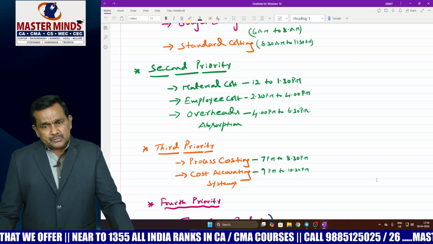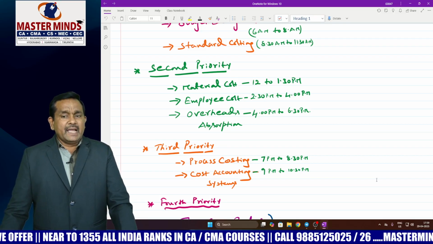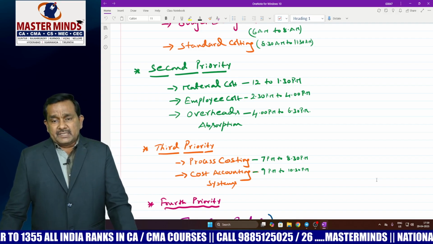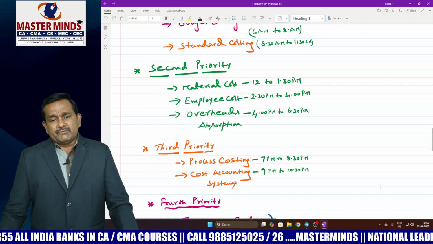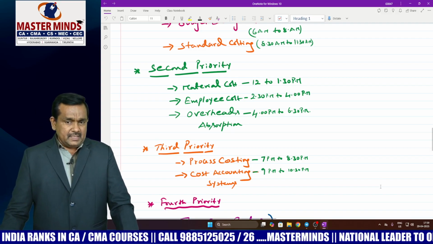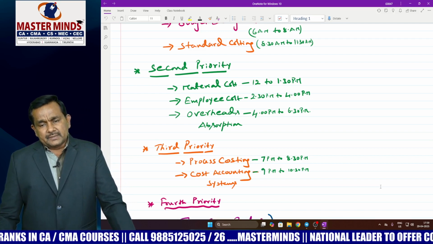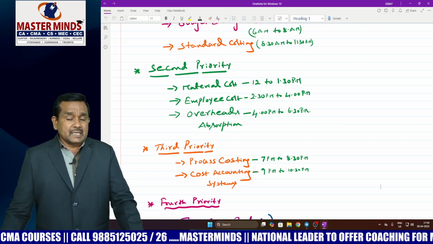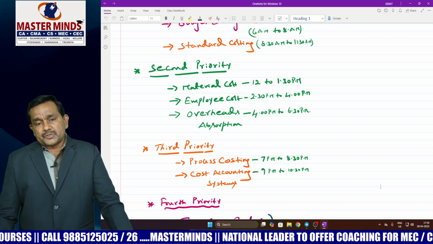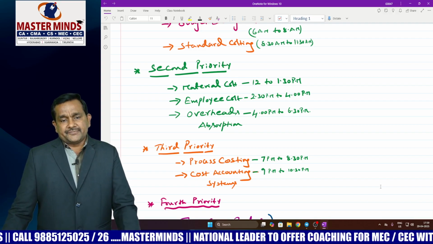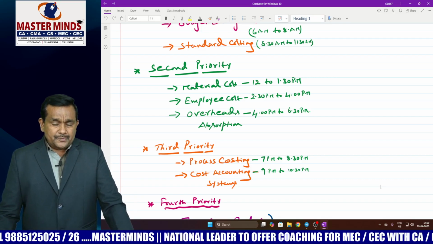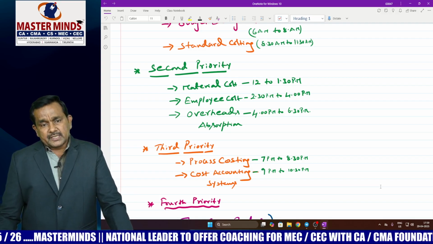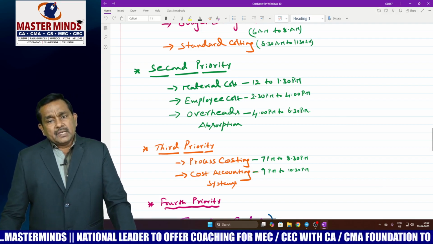One is the direct method model, second one is the step ladder method model, next one is the reciprocal method. Under the reciprocal method, three approaches, sir. One is the trial and error approach, next the simultaneous equation approach, third one is the repeated distribution approach. So these are the core areas for this chapter. And also a very important topic is machine hour rate. So these three chapters are also important, sir.